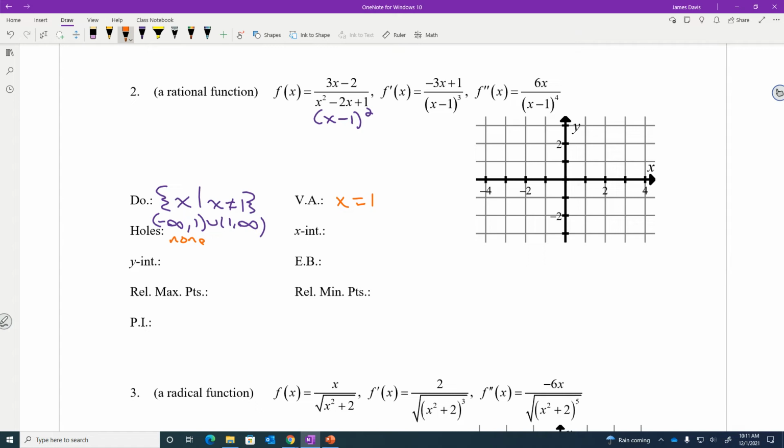Two-thirds. All right, y-intercept. For that, you're going to plug in 0 for all the x's. What ends up happening is you can just block out all of this stuff. Just go away, right? Anything with an x is 0, so it's negative 2 over 1. So it's negative 2.